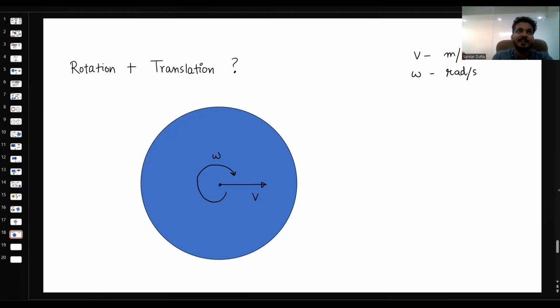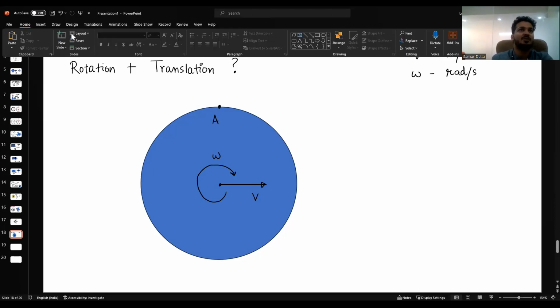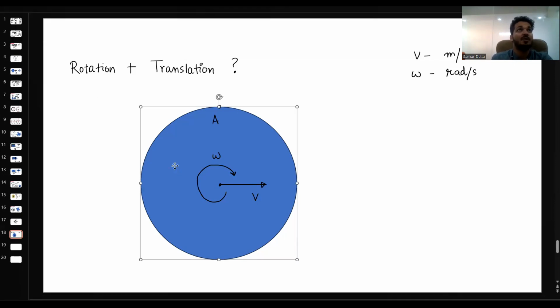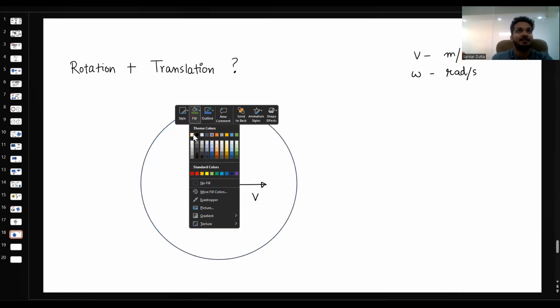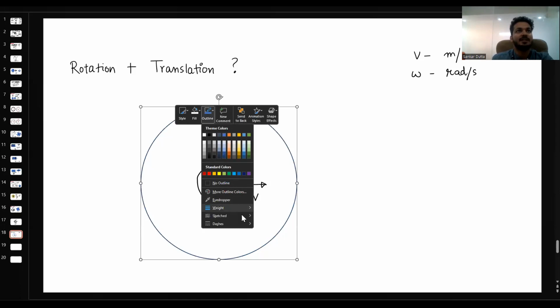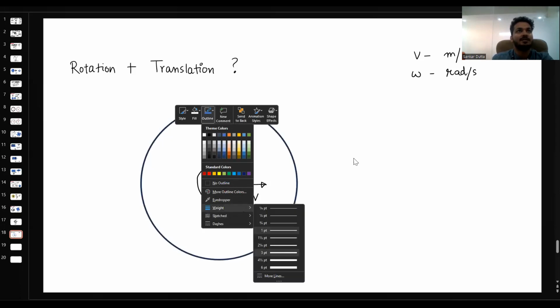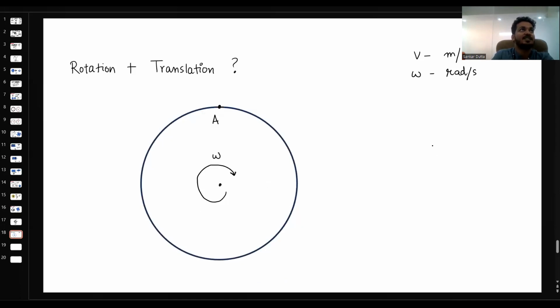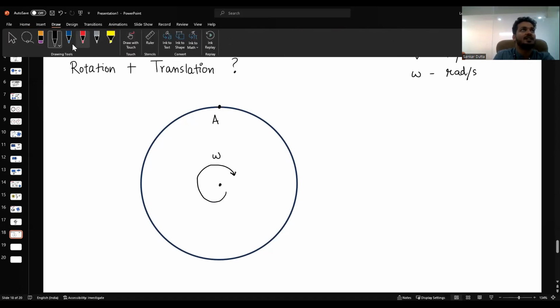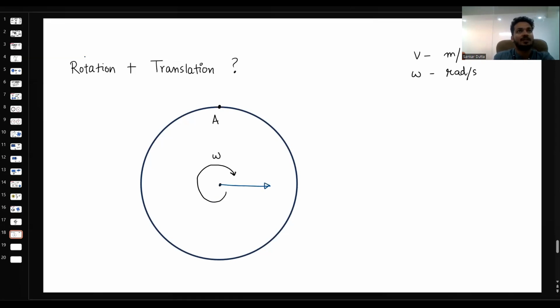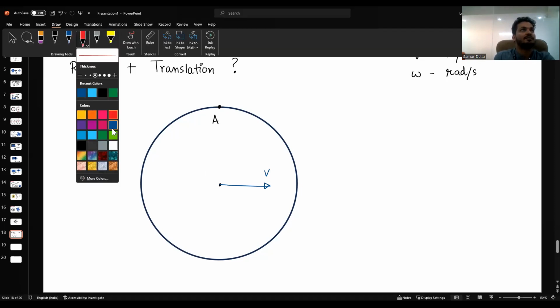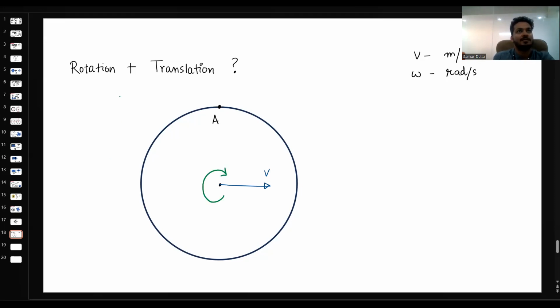Now think of only the translational part, then tell me the velocity of a point because of the translation. Let's also color code this so that you are able to understand why each of these velocities are coming. We will designate the translational velocity with a different color. Let's do it with blue. And omega with green. This is omega.